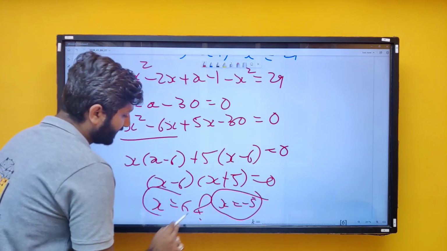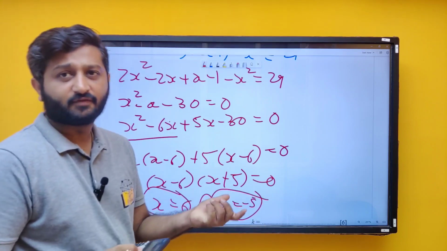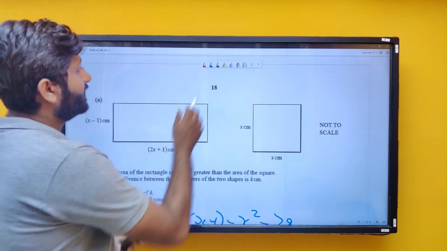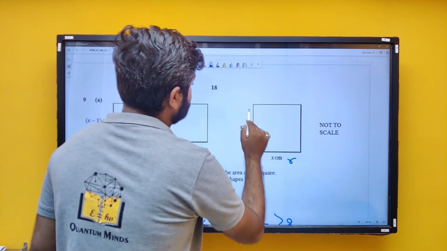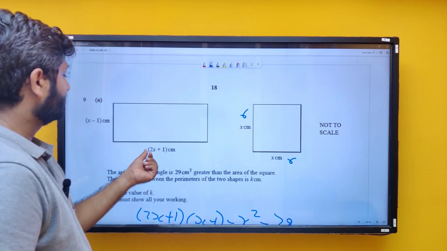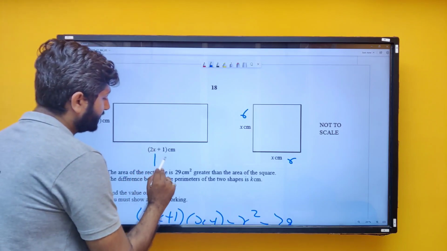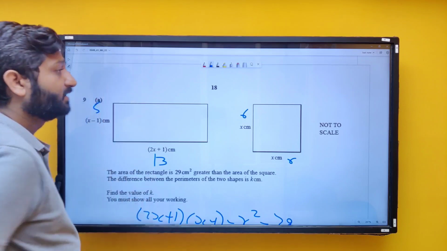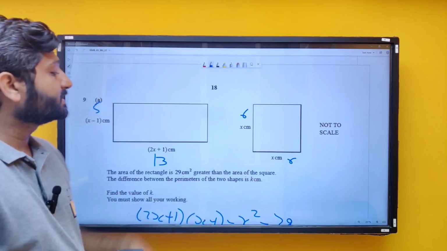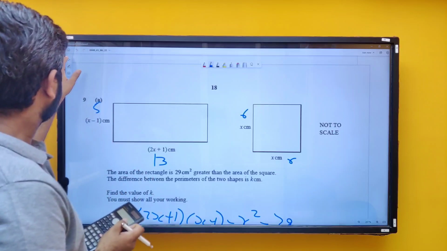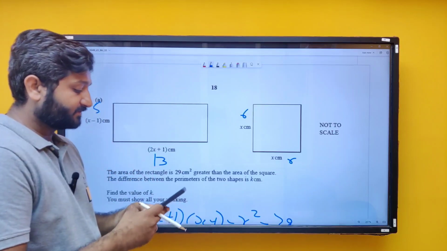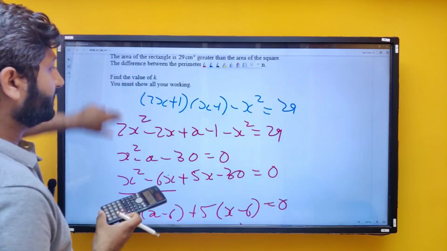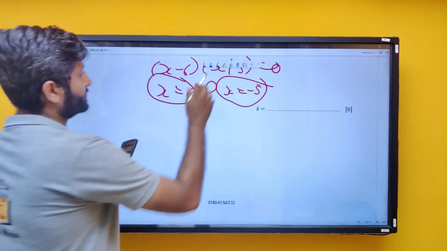Obviously, we cannot have a negative side as a length of the rectangle. So I'll take x as 6. So the side of the square is 6. For the rectangle, 2 sixes are 12 plus 1 is 13, and 6 minus 1 is 5. The difference of the perimeter is k, I'm supposed to find k. So the perimeter of this rectangle is (13 plus 5) into 2, which is 36.